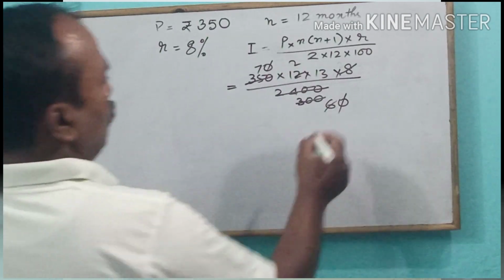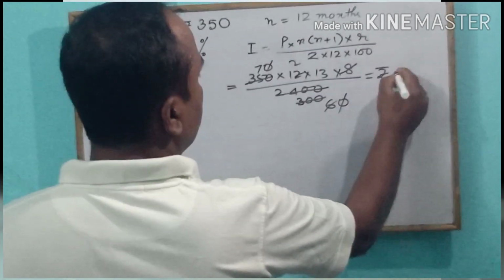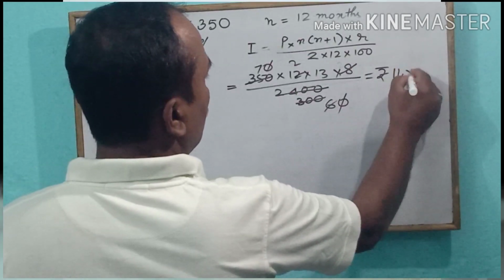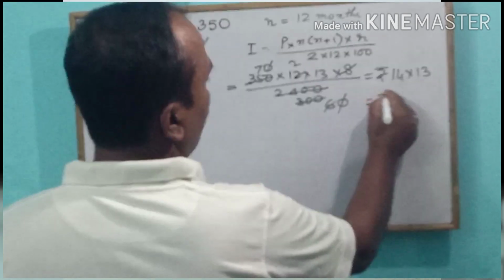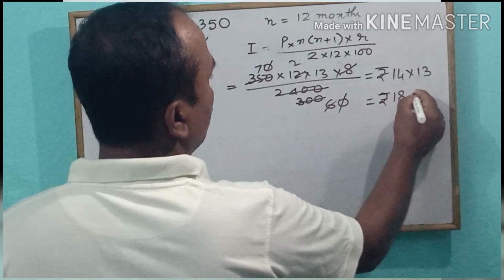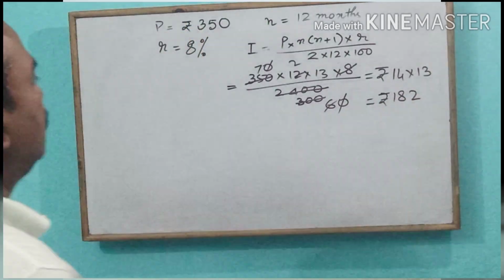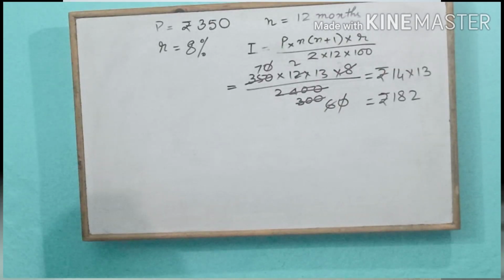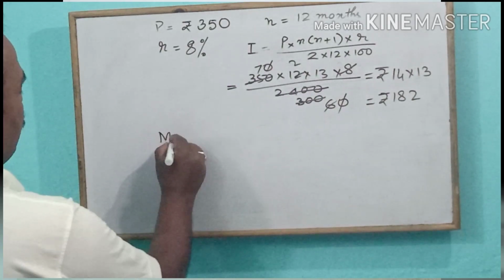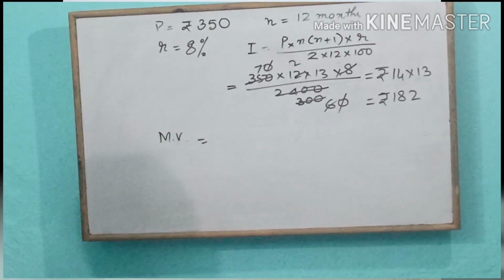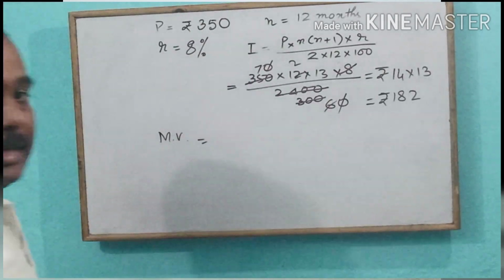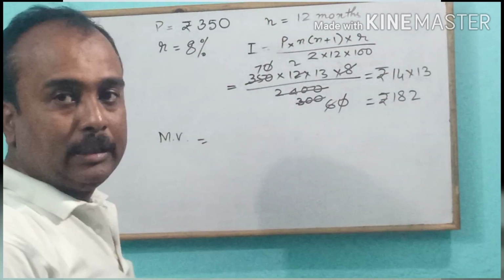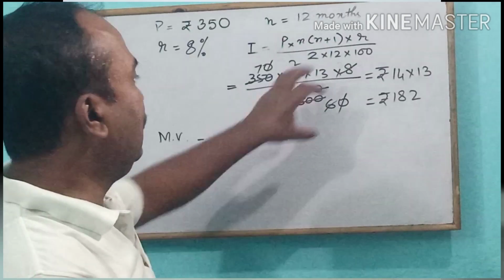2. So it is rupees 14 into 13. So that is rupees 182. Now we are supposed to find out the maturity value. Maturity value means actually the amount that you have paid to the bank along with the interest.